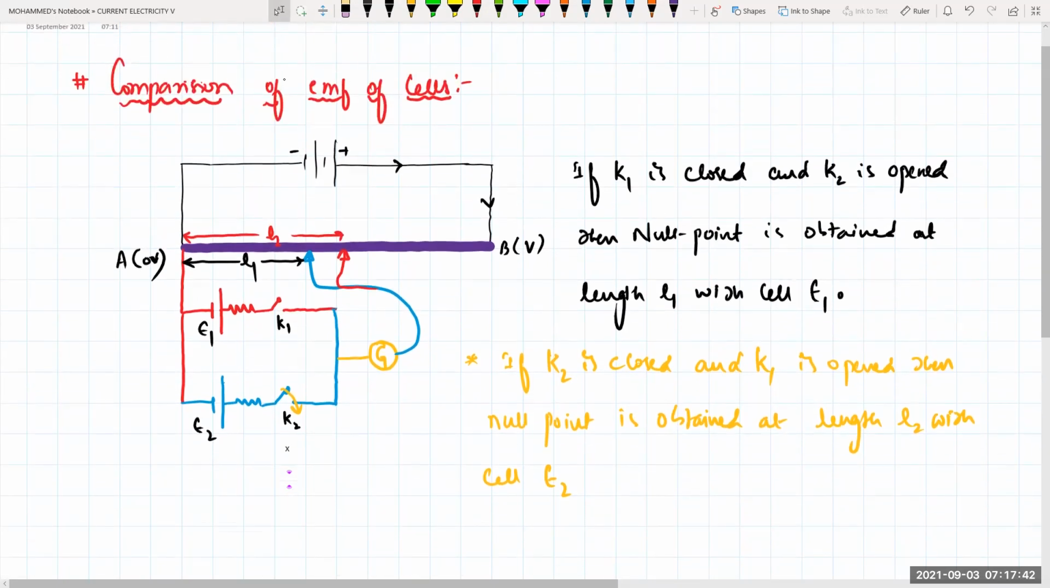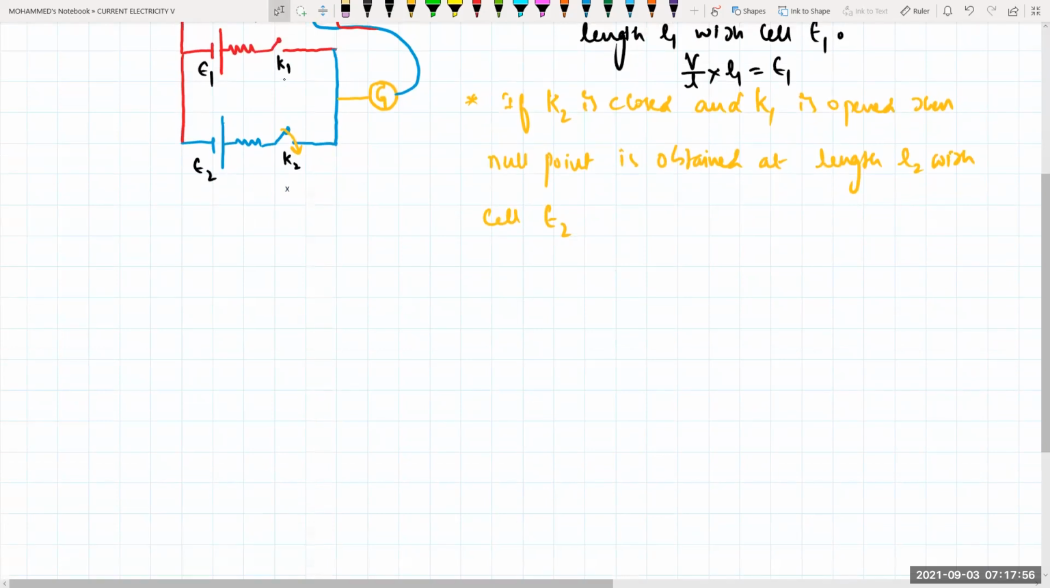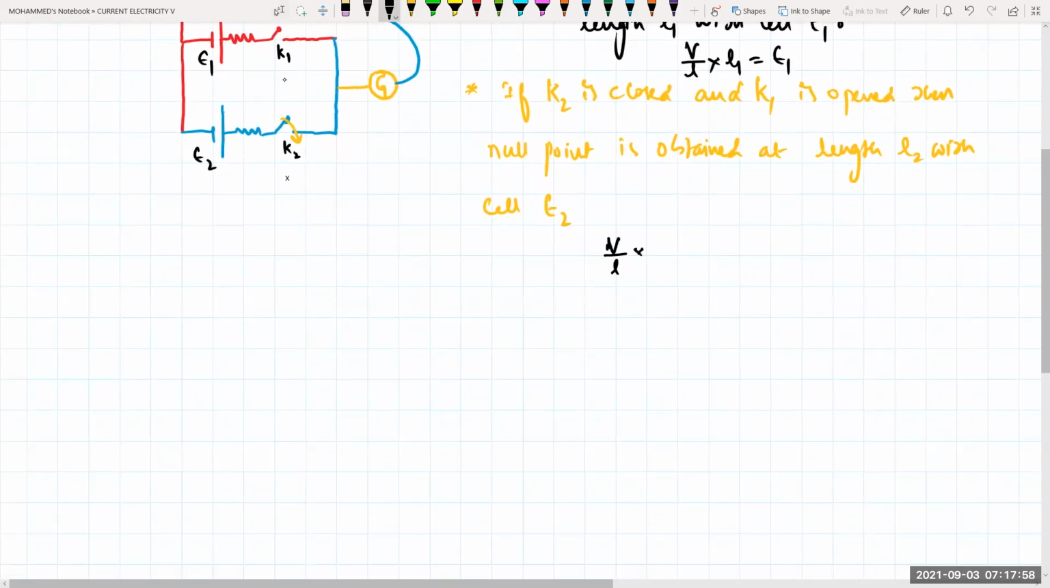So if I'm writing the relation for this one, the potential gradient, beta, V by L, potential gradient per unit length, V by L into the given length L1 is equal to the EMF of E1. The same way, potential gradient V by L into the balancing length L2 will be equal to E2. Isn't it? So if I take the ratio of both, you will get E1 by E2 equal to L1 divided by L2. So this is our basic standard formula.